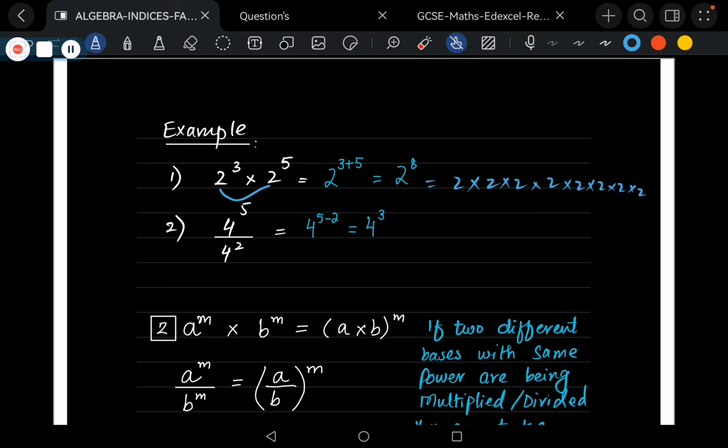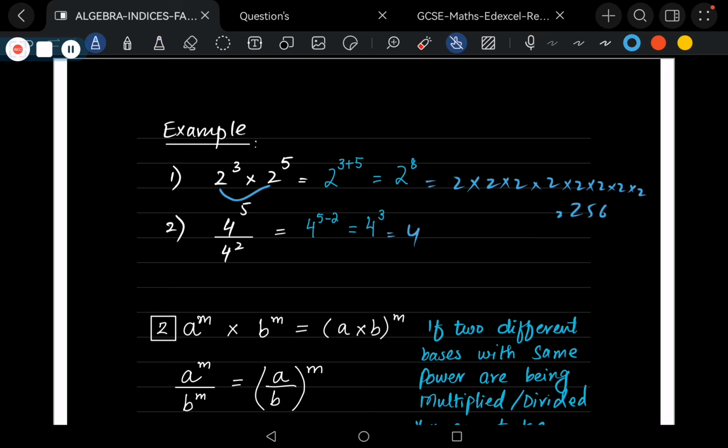2 times 2 is 4. 4 times 2 is 8. 8 times 2 is 16. 16 times 2 is 32. 32 times 2 is 64. Continuing up to 8 times, I'm getting 256. So 256 will be my final answer for that.